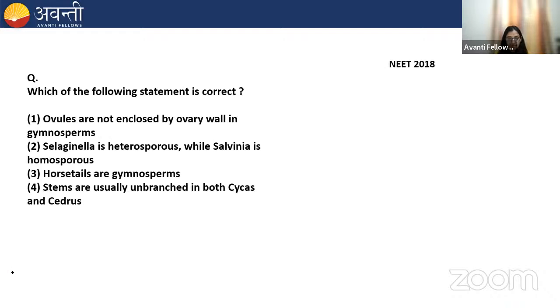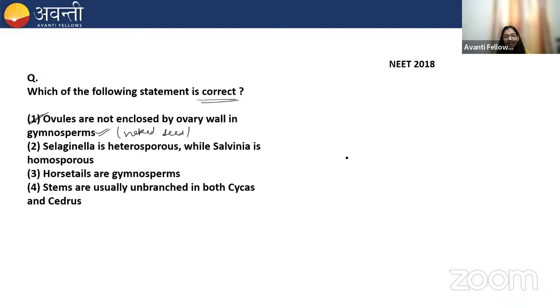Now let's discuss. They're asking about the correct statement. Option one says the ovules are not enclosed by the ovary wall in gymnosperms. It is true, because in gymnosperms you observe naked seeds, right? And why are you observing naked seeds? Because the ovules are not enclosed by the ovary wall. So this is correct.